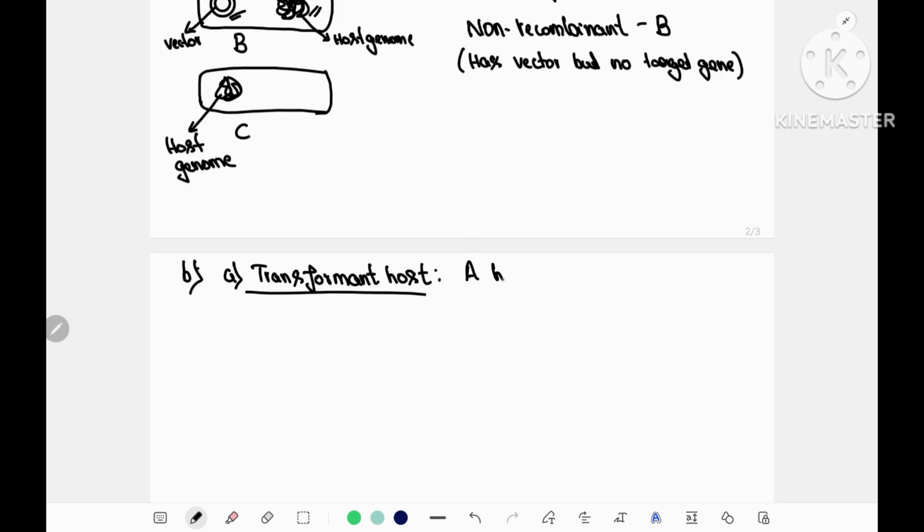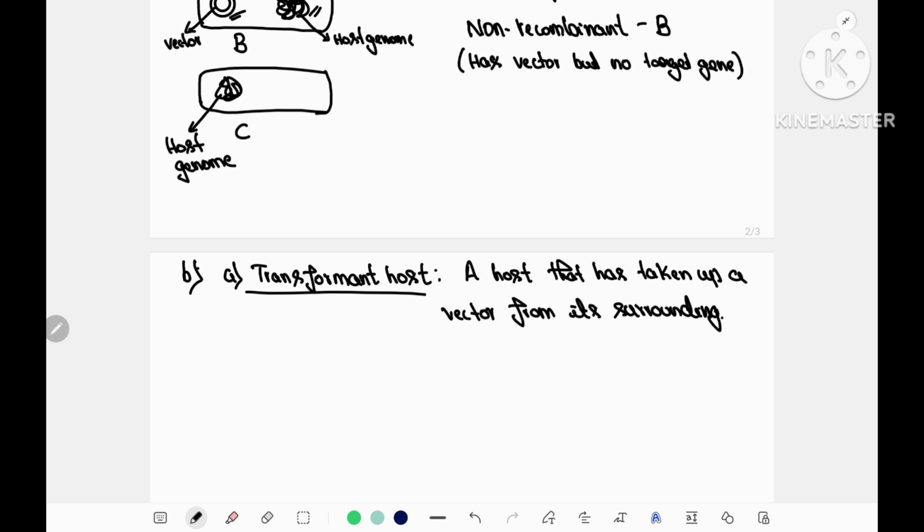In the second part of this question, they have asked three definitions. The first one is transformant host. A transformant host is a host that has taken up a vector DNA from its surrounding. And the second definition they have asked is for non-recombinants. Non-recombinants are the hosts which have not received a vector from their surroundings.